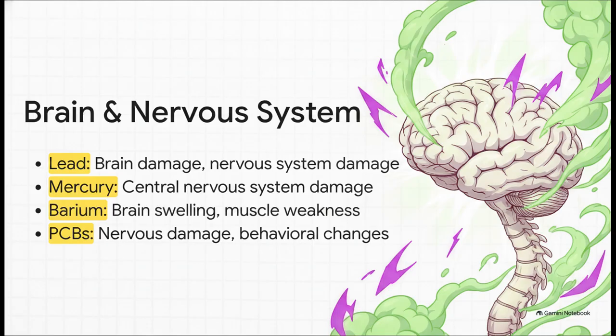Then you have mercury, which, whether you inhale it or ingest it, just ravages the central nervous system. Exposure to barium can actually lead to brain swelling and muscle weakness. And remember those PCBs we mentioned earlier from condensers? They cause profound nervous damage and trigger very noticeable behavioral changes.